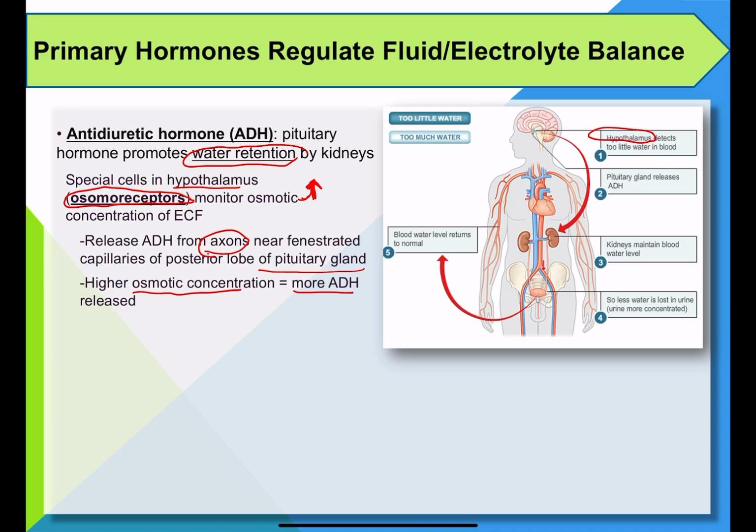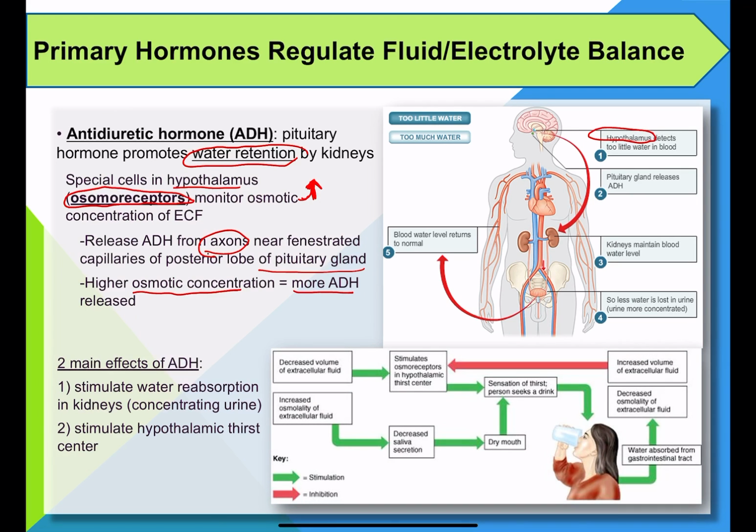So the two main effects of ADH are, one, it will stimulate water reabsorption in your kidneys, as we have talked about, and that's why you will end up concentrating urine. Remember, in the urinary chapter, we said if you have ADH release, you will make small volume of concentrated urine because your body's reabsorbing a lot of that water content. Second, it will stimulate hypothalamic thirst center for you because your body needs water.